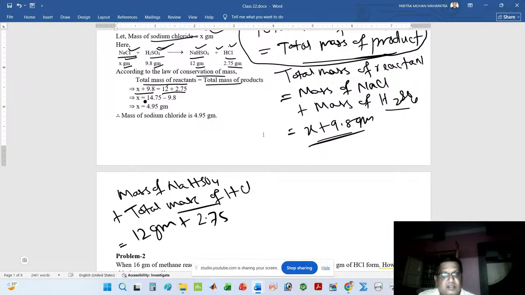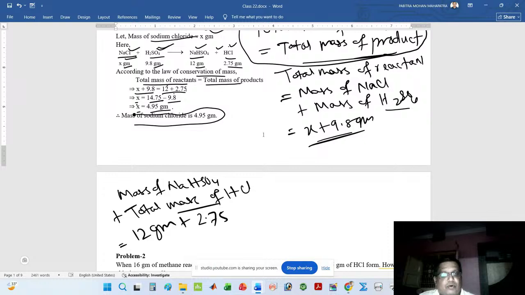Now I can solve this. x plus 9.8 is equal to 12 plus 2.75, which is equal to 14.75. Now change the position of 9.8 from left to right. Here plus 9.8 is given, so here I can write minus 9.8. So x is equal to 14.75 minus 9.8. After subtraction, x is equal to 4.95 gram. So the mass of sodium chloride is your 4.95 gram.